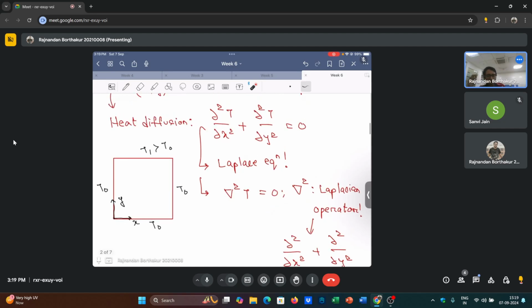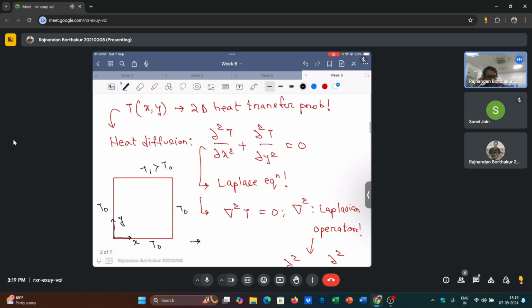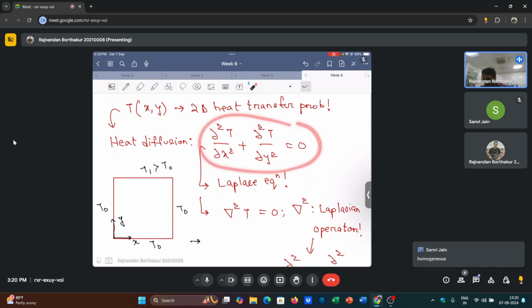Now, the important characteristics of a Laplace equation are this. Can you tell me, is this equation homogeneous or non-homogeneous? Is it a homogeneous equation or a non-homogeneous equation? Yes, it's homogeneous. That is correct. It's a homogeneous equation.